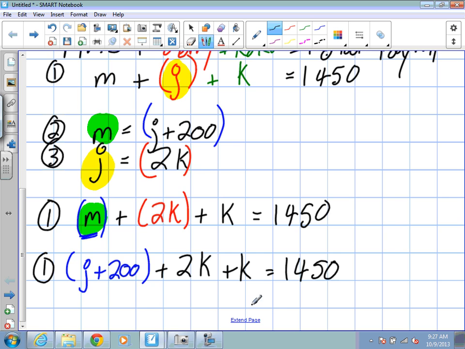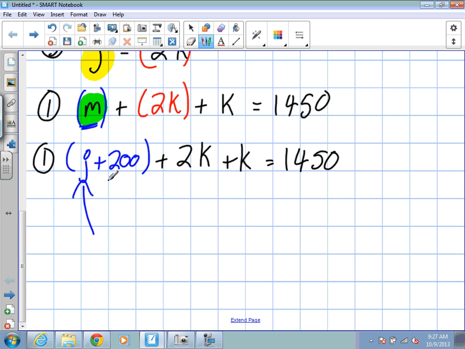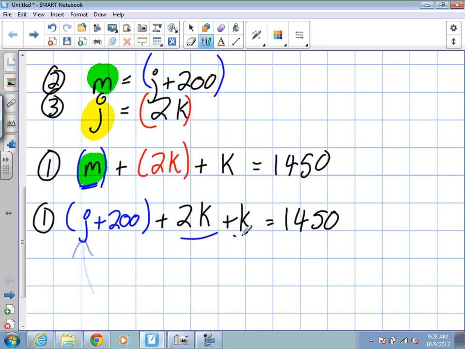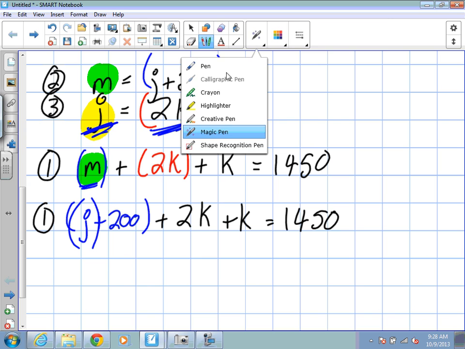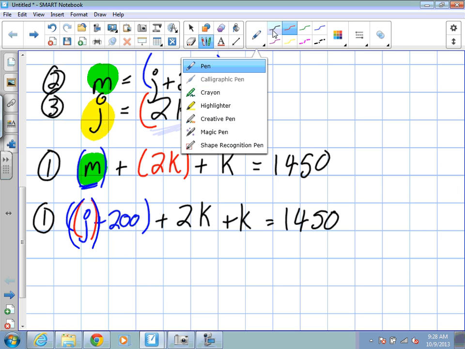Only problem is I still have a j variable. What can I do to turn that into a k? You want everything to be the same variable to solve it. That's right. We know that j is equal to 2k. So we can replace this j again with 2k. So when we go to do that, still equation 1.